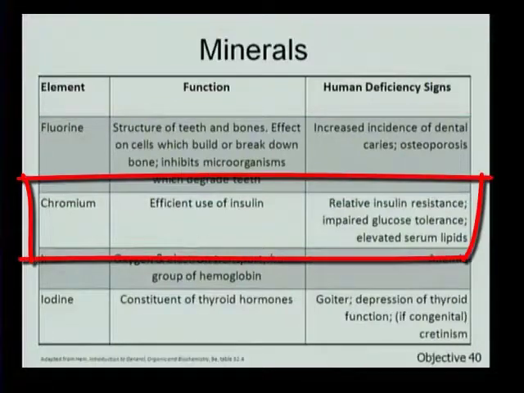The next element that we'll look at is chromium. Chromium is important for the use of insulin in the human body. Insulin is used in ways that we'll look at later to help to manage glucose, carrying glucose from the blood to the tissues of the body. If humans are deficient in chromium, then they can have an insulin resistance type syndrome. They can have an impaired glucose tolerance and elevated serum lipids.